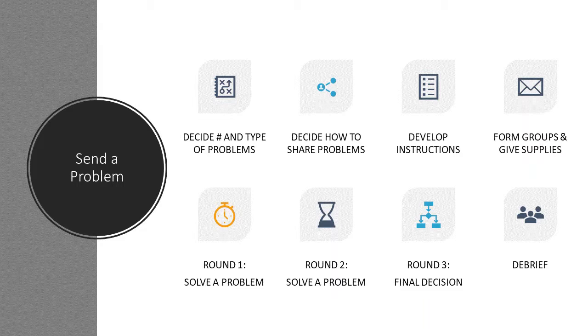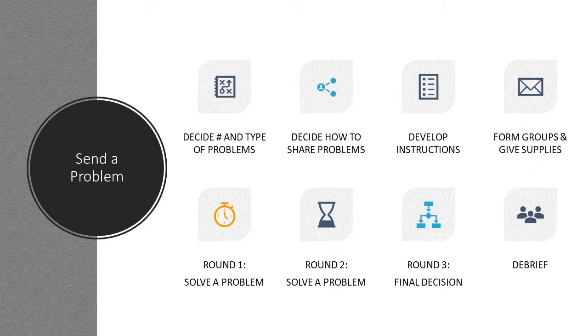Your last setup step is going to be to develop really clear instructions. This is so important. The students need to know what the process is going to be like, what's expected of them, how many people they're working with, how much time for each round, and how many rounds they're going to do. So that's how many problems they're going to be solving.